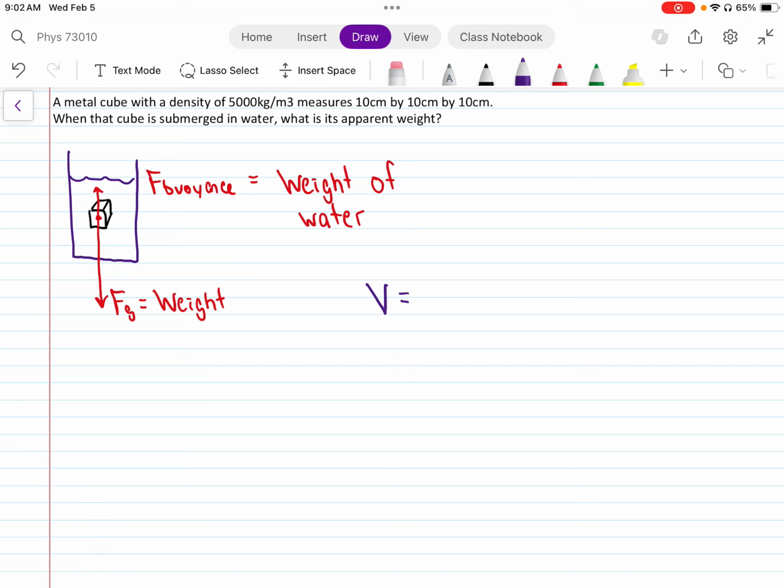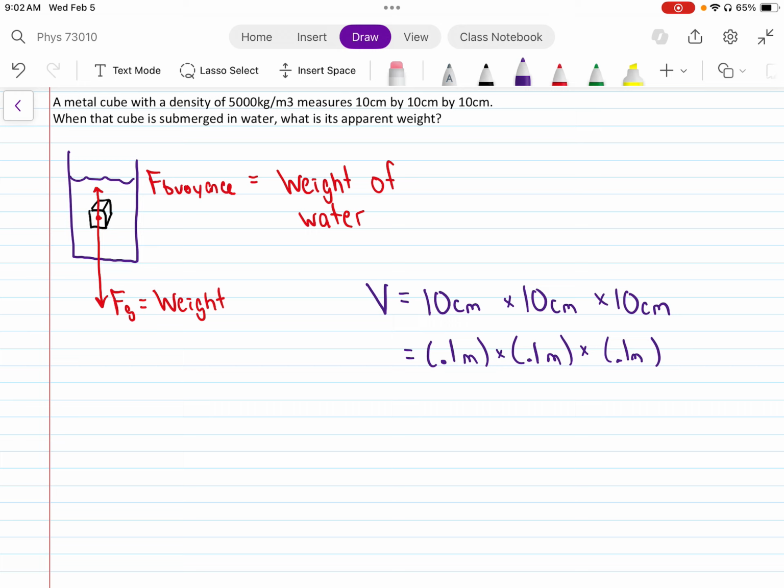This one I made up a cube, but it could be any shape. The volume of a cube is just multiply it out, 10 times 10 times 10. The first issue is it's easier to convert these to meters first. So make this 0.1 meter times 0.1 meter times 0.1 meter.